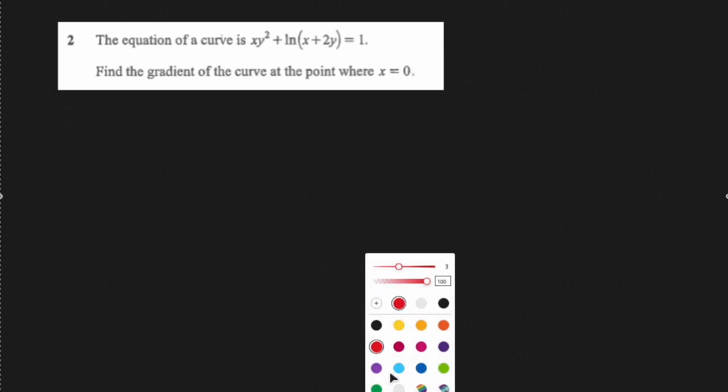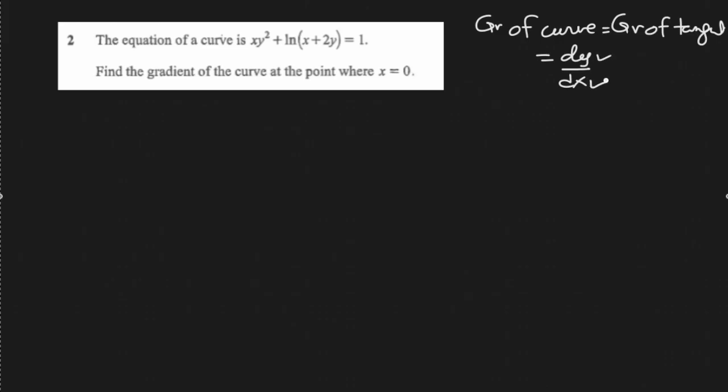In question number 2, they have given us a mixture of x and y's, and they're asking us to find the gradient of the curve. And gradient of curve is same as gradient of tangent at that point, which is same as dy over dx, differentiation of the dependent variable with respect to independent variable. So we have to find dy over dx in this. Since it's a mixture of the two, we'll have to carry out implicit differentiation.